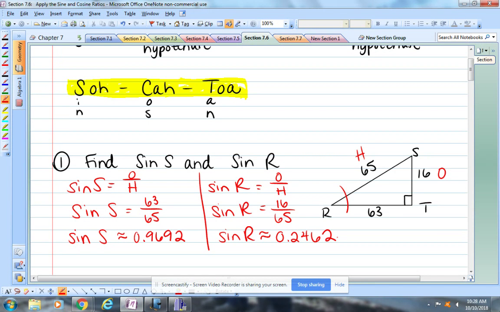Now, something you're going to notice about sine and cosine is that the decimal will always be a number smaller than 1.